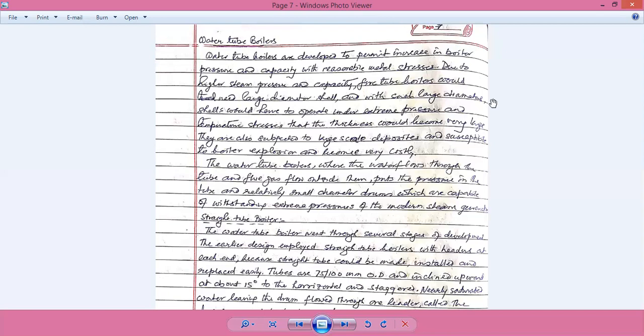So a large size of drum is not necessary, and a small diameter drum is sufficient. It also does not have to withstand as much pressure as the fire tube boiler does. Now, there are different varieties of water tube boilers: straight tube boilers, bent tube boilers, and so on.